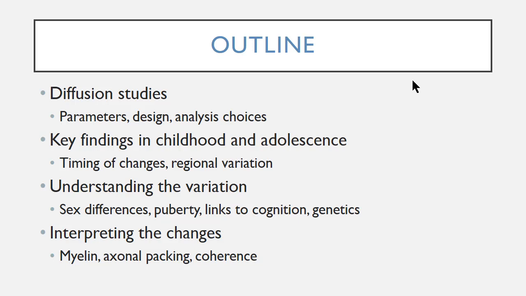So just an outline of what I'm going to talk about today. First, I'll start off with a little bit of background on diffusion studies, some of the parameters, design, and analysis choices that are involved. Then I'm going to talk about the key findings of diffusion studies in neurodevelopment, timing of changes, regional variation, etc. Get into a little bit of trying to understand some of the variation that exists among studies and among individuals. And then finally finish with interpreting the changes and what does it mean in terms of what's actually happening within the brain.